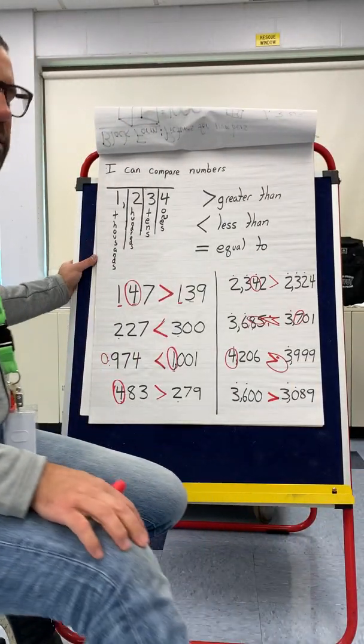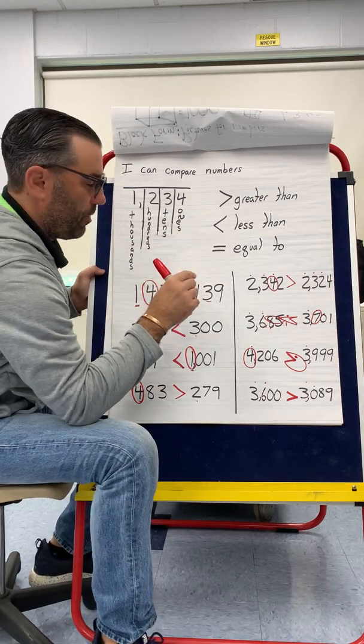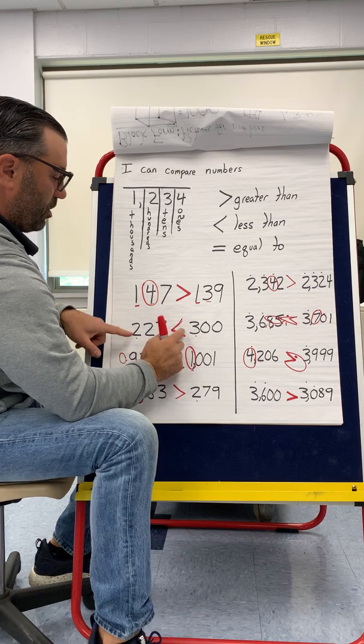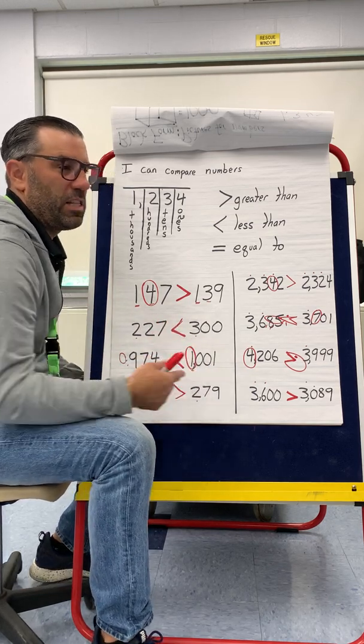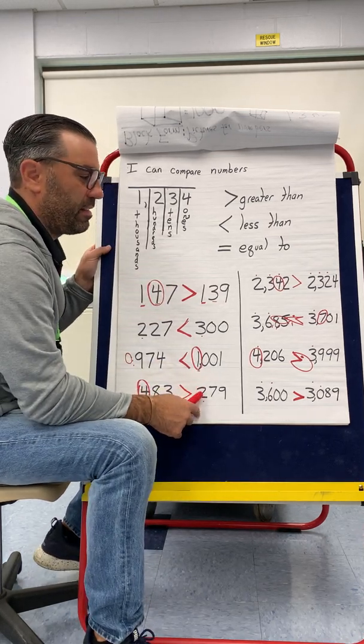So the tricks are this: always make sure the mouth eats the bigger number. Always start with your largest numeral. So if it's hundreds, go to the hundreds. If it's thousands, go to the thousands. If it's tens, go to the tens. But you always start to the left and work your way right. And that is the trick.